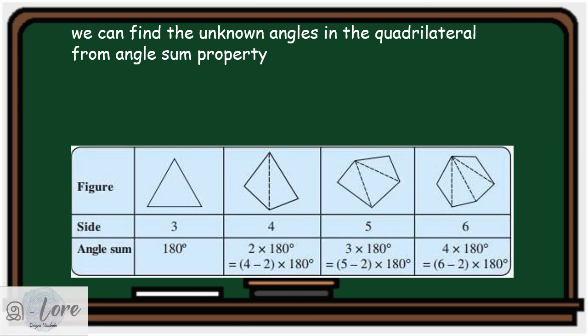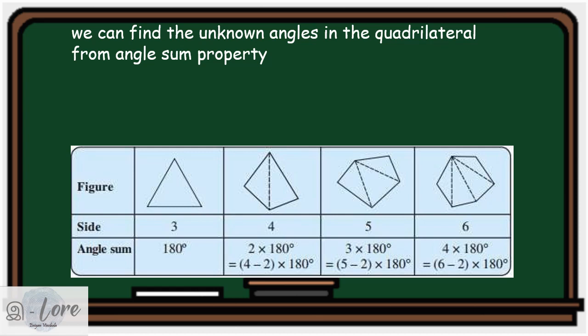The third figure has five sides. I hope you know that it is a pentagon. It has two diagonals, so now 3 into 180. That is 180, 180, 180, three triangles, so you have to multiply and get the result. The fourth figure has six sides. You know that it is a hexagon. It is divided by 3 diagonals into 4 triangles. Each triangle has an angle sum of 180, so 4 into 180 gives the solution.